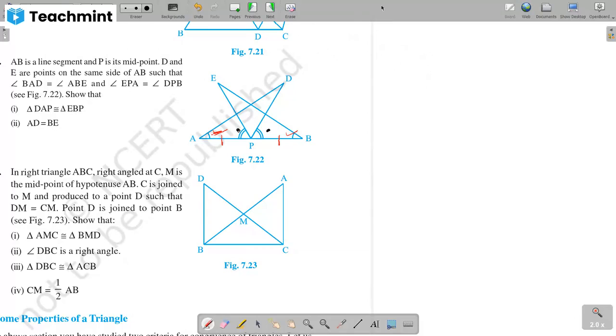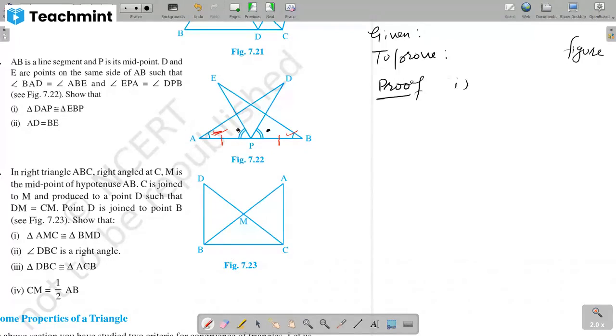Triangle DAP and EBP. Correct. So can you write the given and what to prove on your own? What is given and what we have to prove? Also, don't forget to draw the figure in your copy. Now we will see the proof.